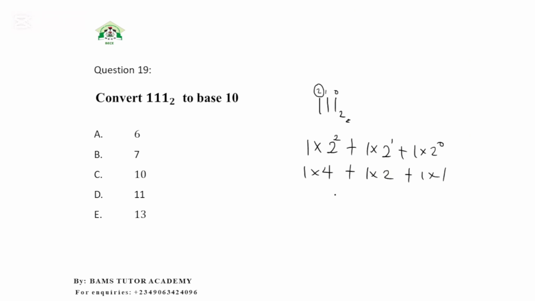2 raised to power 0 is 1 basically. So 1 times 4 is 4, plus 2 plus 1. 4 plus 2, 6 plus 1, 7. Which is base 10. Option B.